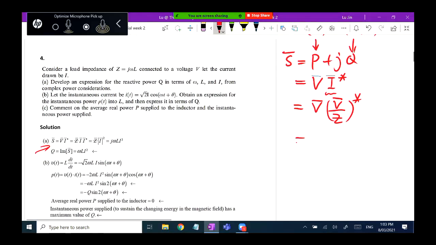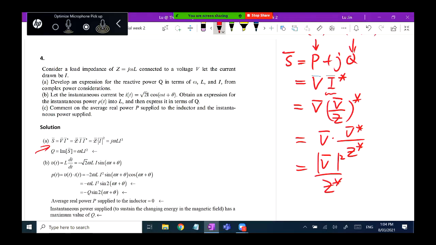And then this conjugate can be given to each of the 2 terms of the fraction. This gives you V by V conjugate divided by the Z conjugate. V by V conjugate is actually calculating the magnitude square of this voltage vector, then divided by the Z conjugate. This is the second formula.